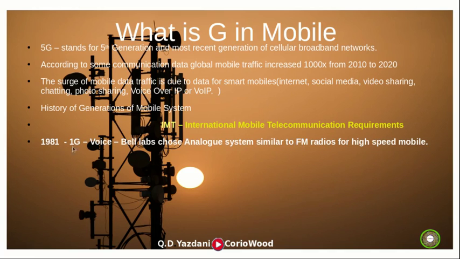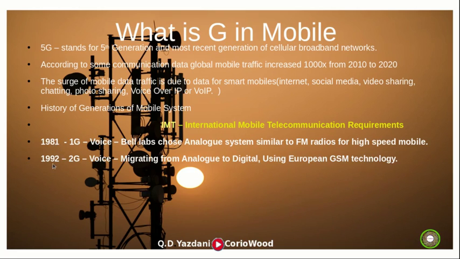So it makes sense because you guys on the phone, you guys talk, and the talk is sound. So it's transfer sound from point A to point B. So with the arrival of 1992, 2G came along, and the 2G was also voice, but the only difference was it migrated from analog to digital using European GSM technology, and we're going to show you guys shortly what GSM technology is.